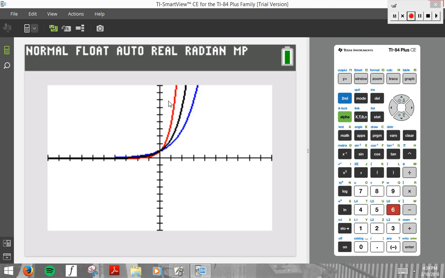Oh, I guess you can say they're all always positive. The y-coordinates are all positive. And as we go to the left, they get next to nothing. I think I said that already. As we go to the right, they blow up to infinity.